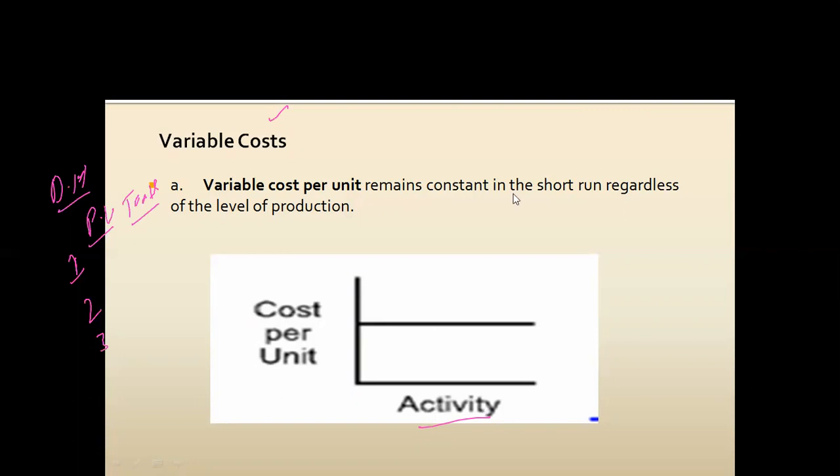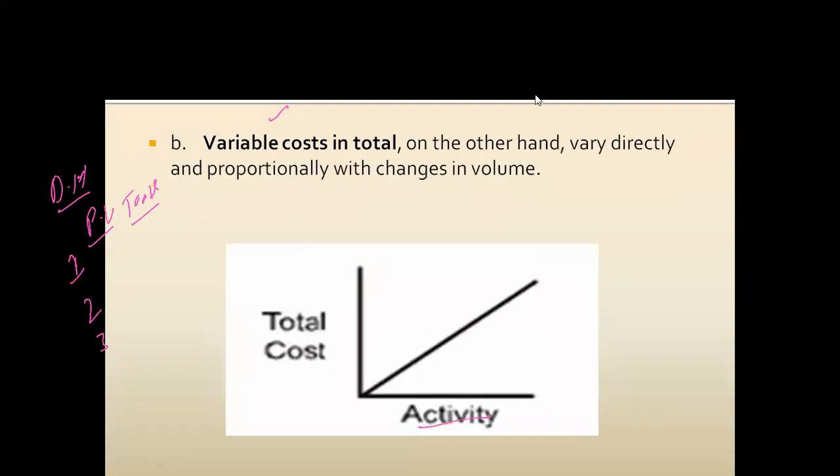I'll show you the graph for the total. See, this is the graph for variable cost in total. Here we have production, here we have total cost. So total costs keep on increasing. When we are producing more units, direct material cost will remain the same on a per unit basis, but it will increase in total. So this is the behavior of variable cost.